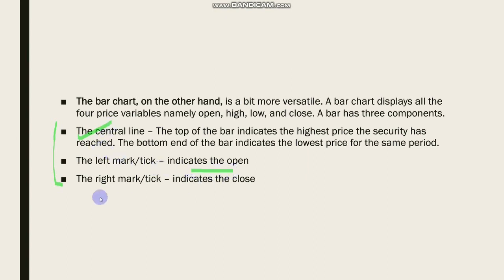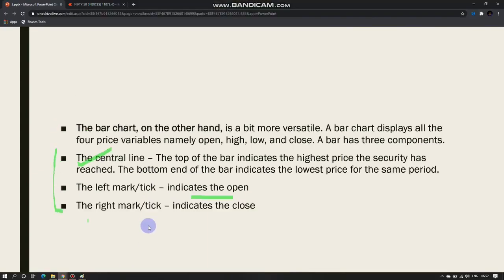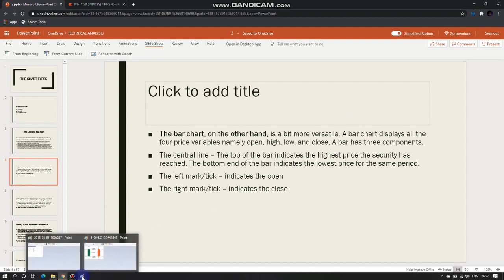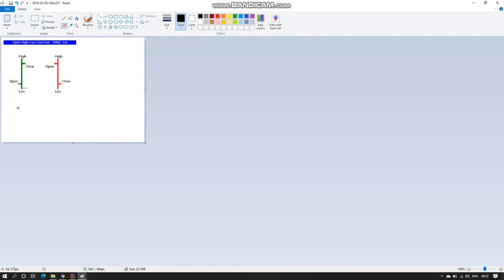Let me show you a bar now. Bar and the line chart. This is a typical bar chart. Okay. This is a green bar and this is a red bar. That means this is a bullish bar and this is a bearish bar. So this particular point is the lowest price of the stock and this particular point was the highest price the stock or the security has reached.